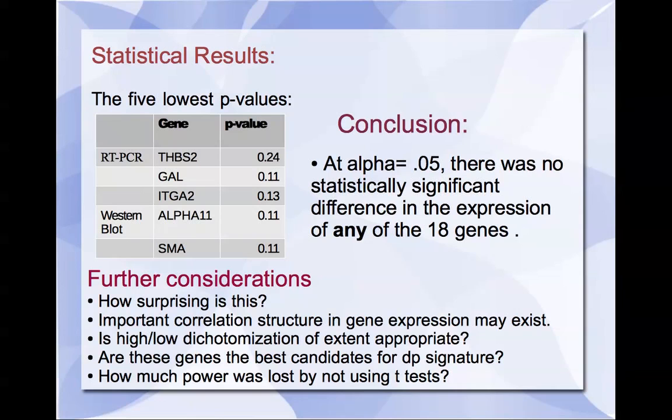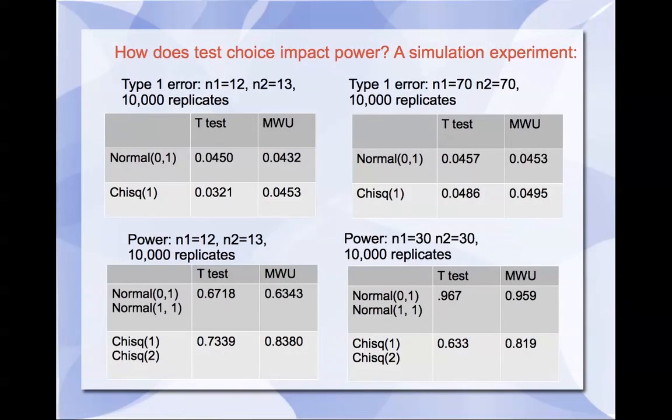Are these genes the best candidates for the desmoplasia signature? Well, that's a good question. It ends up that on talking with the principal investigator, they've now come up with a new set of genes that they think is the best biosignature for desmoplasia. Another question is how much power was lost by not using t-tests? And I'll address this last question here.